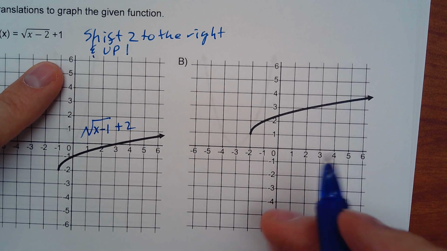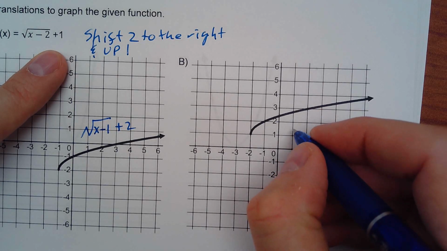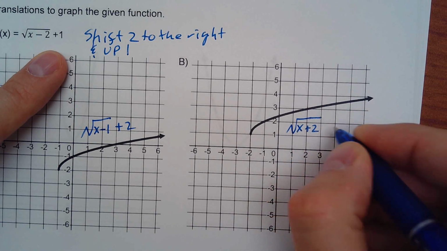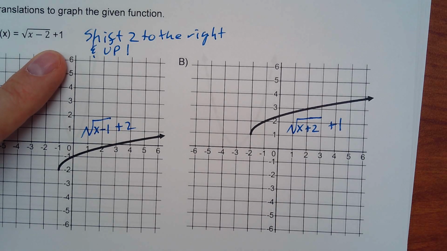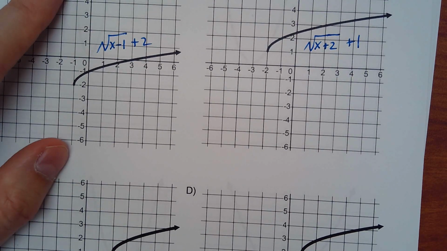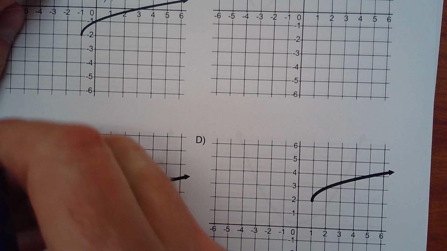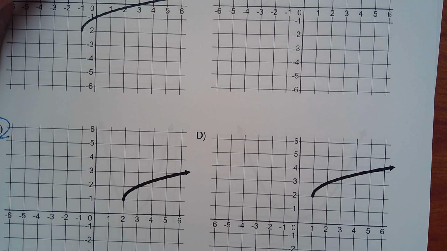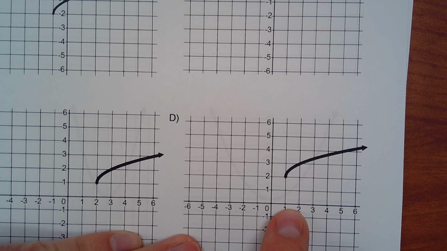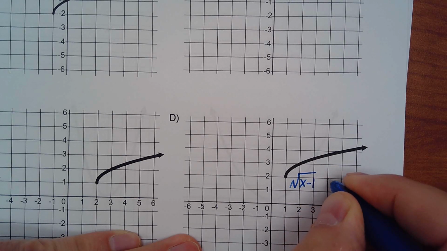Okay, so this one has been shifted 2 to the left and 1 up, so that would be the square root of x plus 2 plus 1. Again, not a match. Let's take a look at this one. This has been shifted right 2 and up 1, so this is the correct one. So C is the correct answer. D here, this was shifted 1 to the right and up 2, so this would be the square root of x minus 1 plus 2.